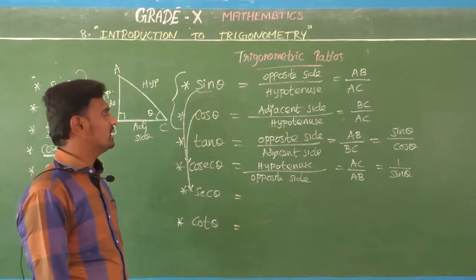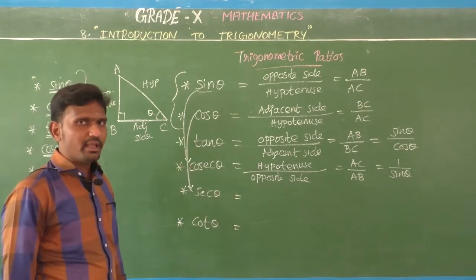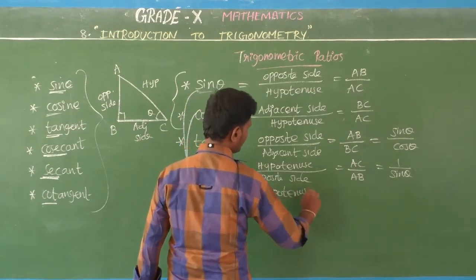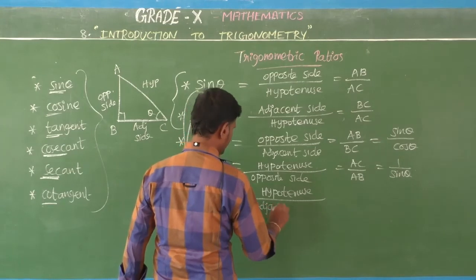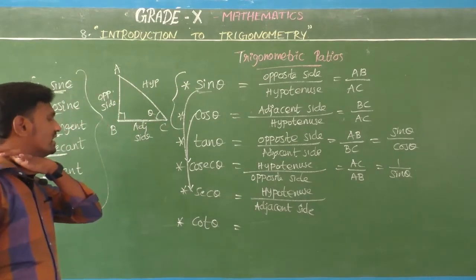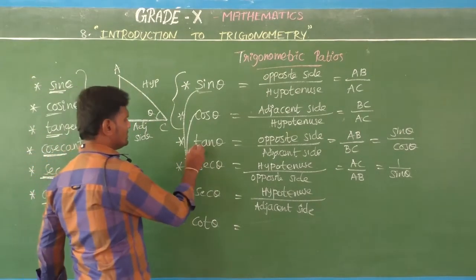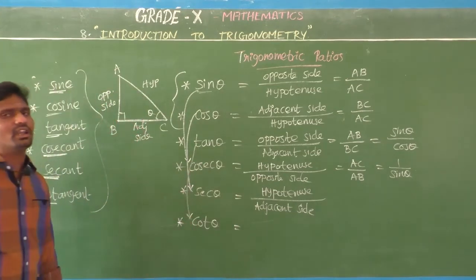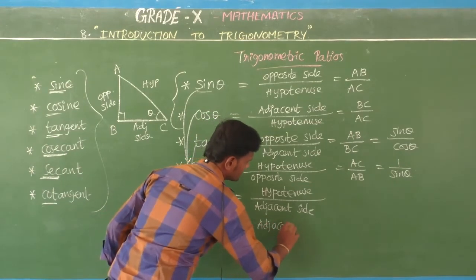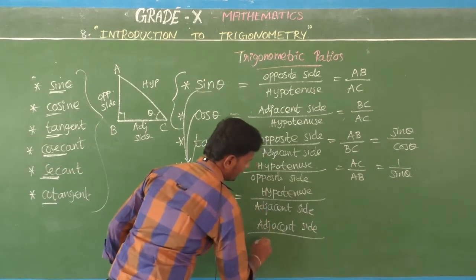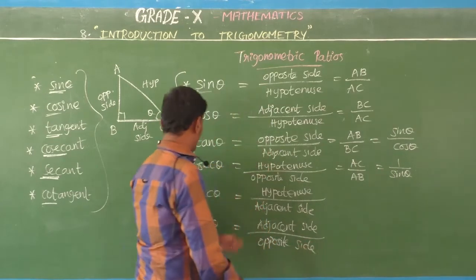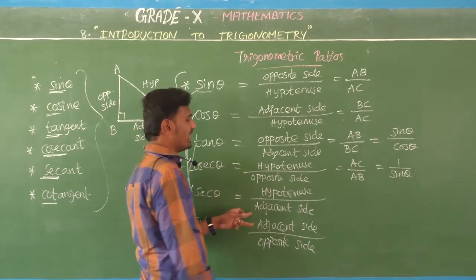Now coming to secant theta, it is the reciprocal of cos theta. What is cos theta? Adjacent side by hypotenuse. So secant theta is hypotenuse divided by adjacent side. And finally cot theta is also the same. You already have tan theta, so the reciprocal of tan theta, that is cot theta, equals adjacent side divided by opposite side.